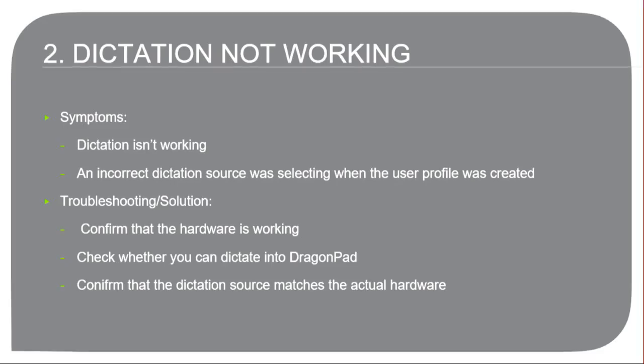So dictation isn't working. So the most frequent reason this is happening is that an incorrect dictation source has been selected. So in that case, again, same sort of story. Check that the hardware is working, check whether or not you can dictate into DragonPad, and then make sure that the dictation source matches the actual hardware. So that's a more straightforward problem that doesn't involve the application add-ins if you're dealing with Office.